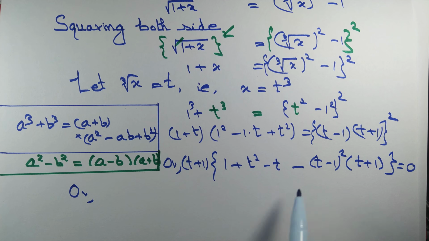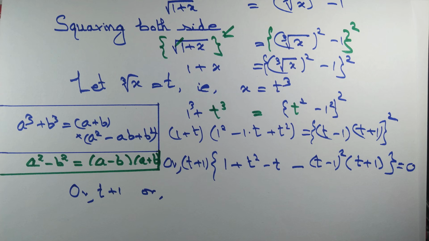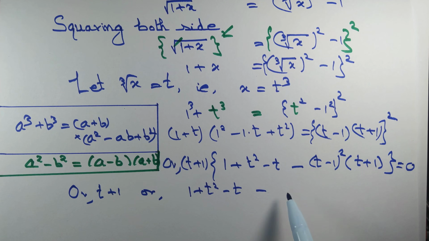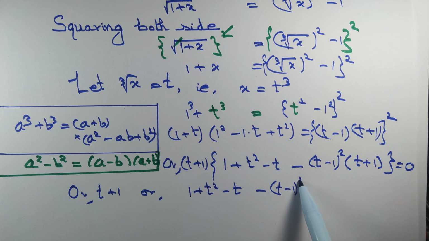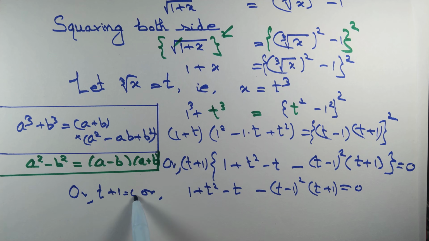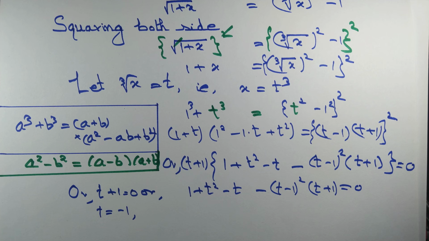Now if product of two numbers equal to 0, then maybe both are 0, or at least one of them has to be 0. So either t plus 1 equal to 0, or 1 plus t square minus t minus t minus 1 whole thing square whole thing into t plus 1 equal to 0. Now you see that this is a cubic equation. First, if t plus 1 equal to 0, then obviously t equal to minus 1. What about if this quantity equal to 0? This is a cubic equation.